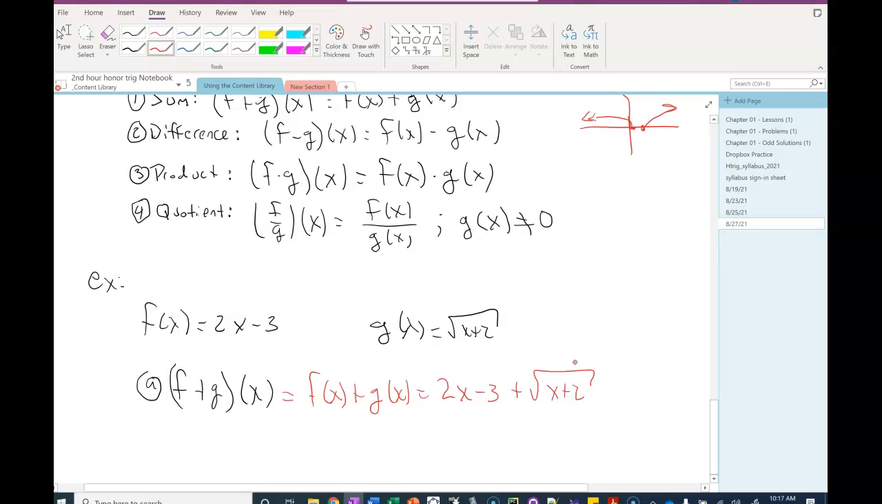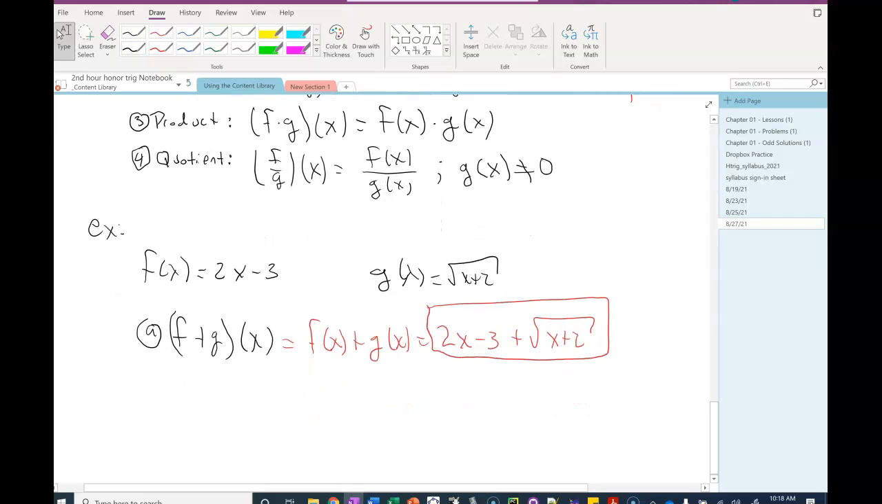Can I do any simplifying between 2x minus 3 plus the square root of x plus 2? Any combining of like terms, anything like that that I can do? What do you guys think? That's a big negatory. Nothing we can do there to simplify that. Again, I can't take things that are outside of a square root and add them with things underneath a square root. And obviously the x's and the constants are not like terms and can't be combined.